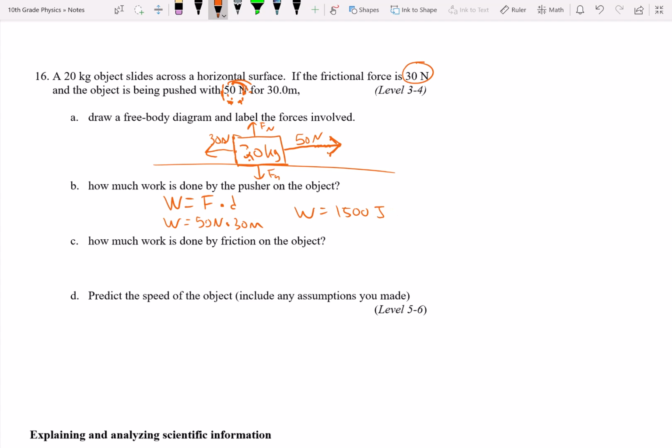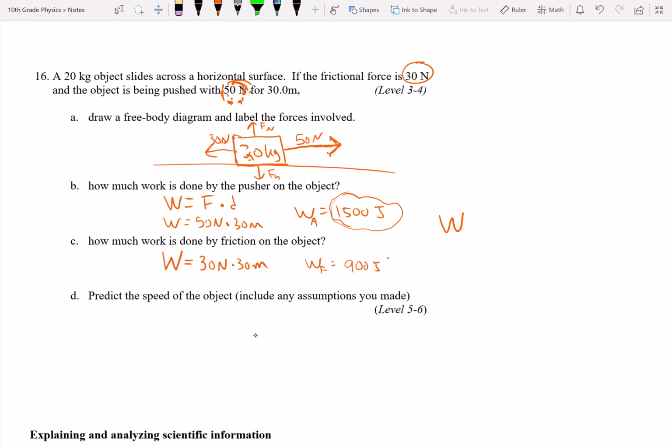So how much work is done by friction? And this is kind of like negative work, right? So the work done by friction is 30 newtons, because that's the friction, times 30 meters. So this is the work from the applied force, this is the work of friction, and you get 900 joules. And so if you thought about what's the total work done here, well, the person actually did 1,500 work.